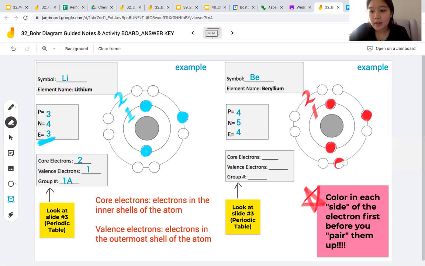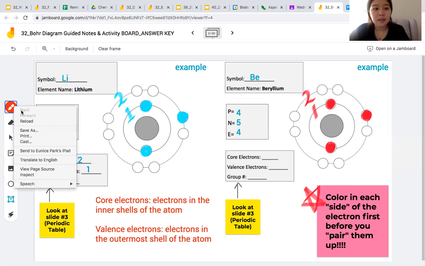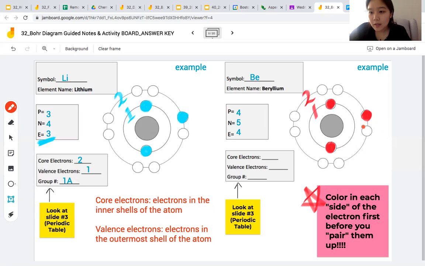So instead of coloring in the 4th electron right next to the 3rd, this is wrong. You want to skip it because you want to give each side of the atom at least 1 electron before you pair it up. And you'll see in the next examples. All right, so I'm going to erase this so it looks nice.